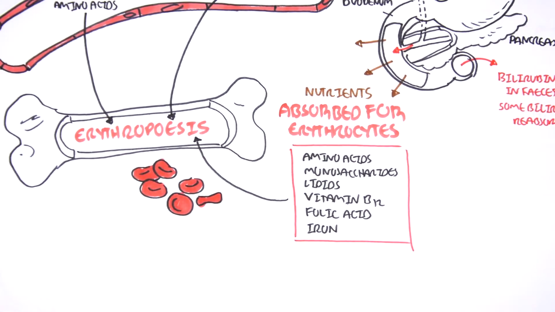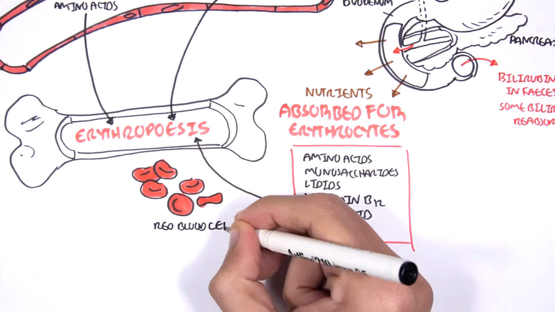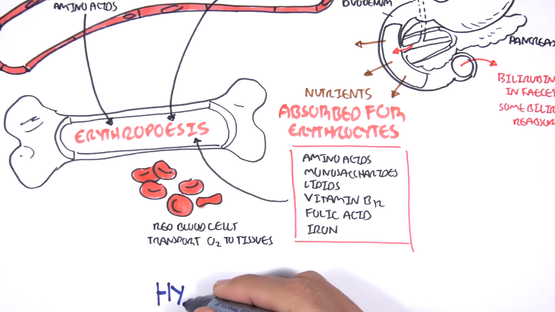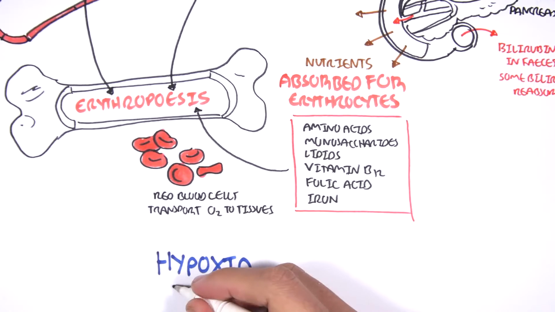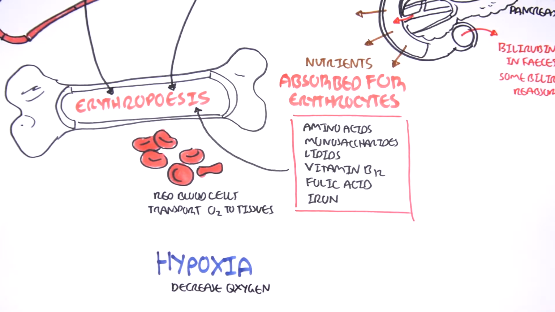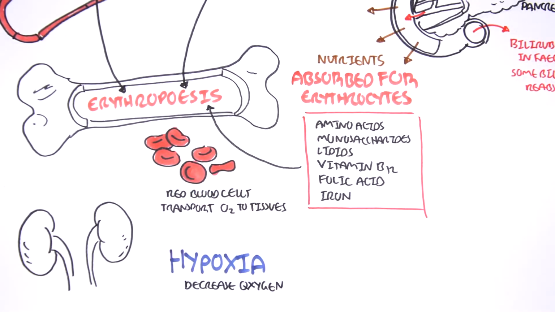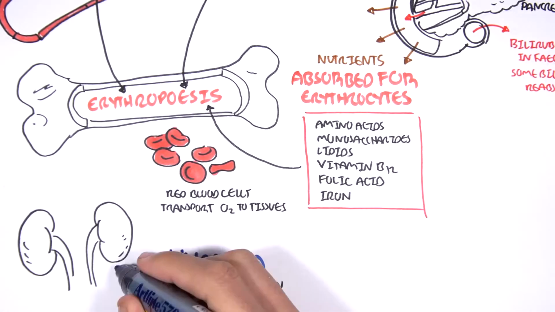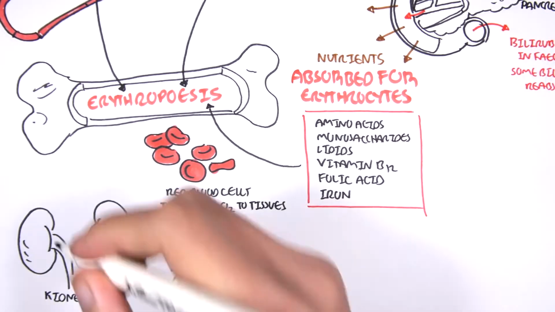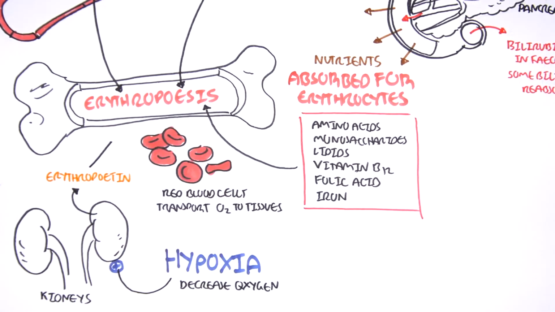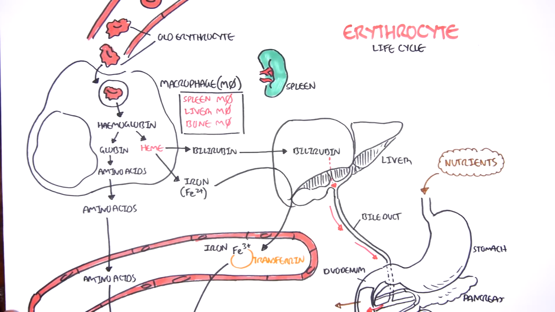And as I mentioned, the main function of red blood cells is to transport oxygen to tissues. So now let's look at one important hormone or factor that influences erythropoiesis. In times of hypoxia, which is when we have a decrease in oxygen levels, this will stimulate the kidneys to produce an important hormone called erythropoietin. And erythropoietin is such an important hormone in erythropoiesis because it stimulates erythropoiesis. And so when you have kidney failure, for example, your kidneys are not able to produce erythropoietin, so you usually develop anemia.